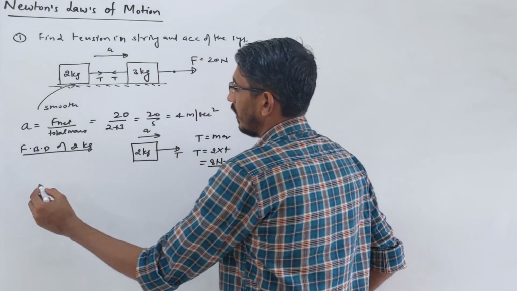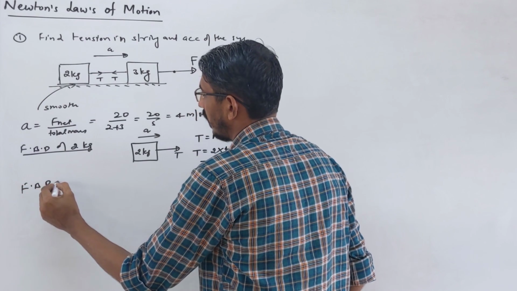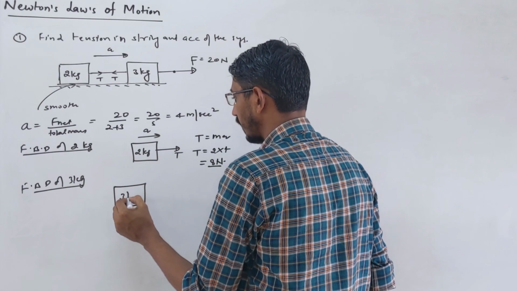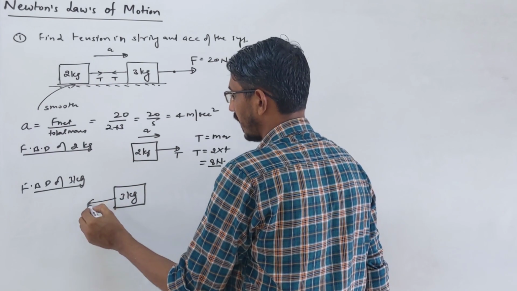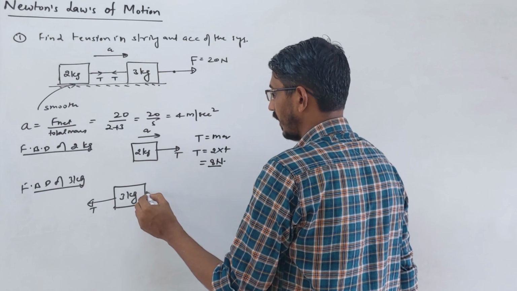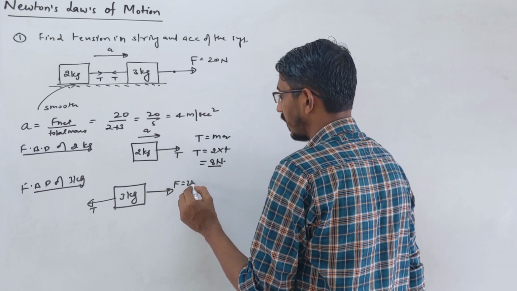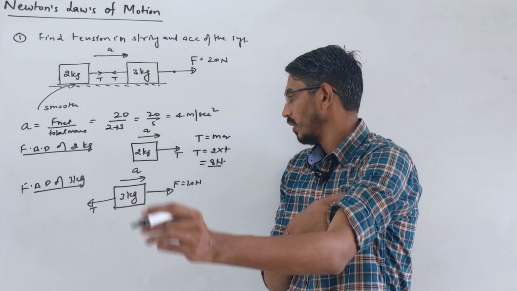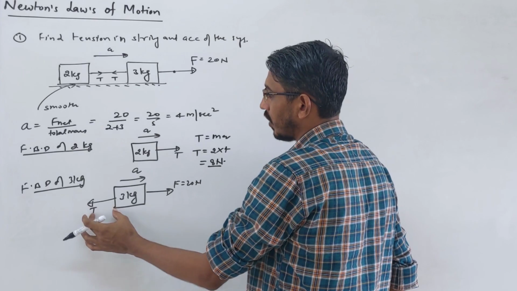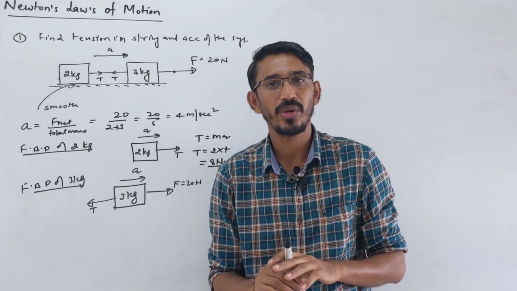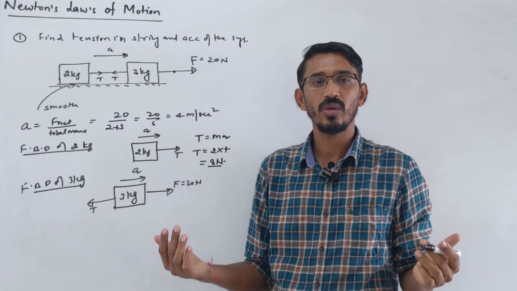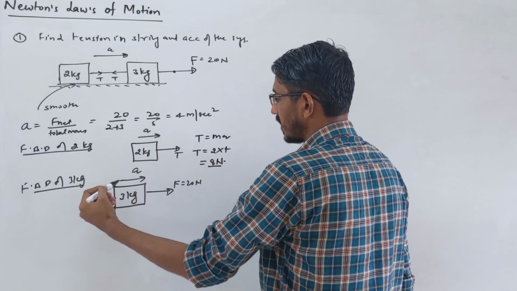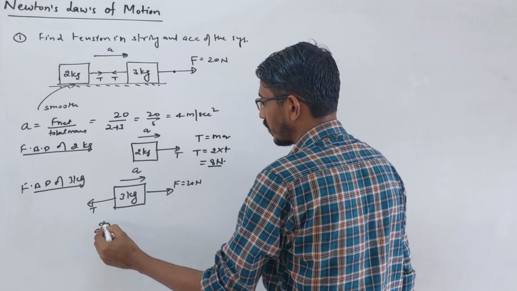Let's try FBD of the 3 kg body. How does it look? This is your 3 kg body. Let's write the external forces. Here is tension T, and here is F, which is 20 Newton as given, and it is accelerating in this direction. I already told you tension is always away from the point of contact, while normal reaction will always be towards the surface. So the system is moving in that direction, which means what is the equation here? Net force should be equal to ma.